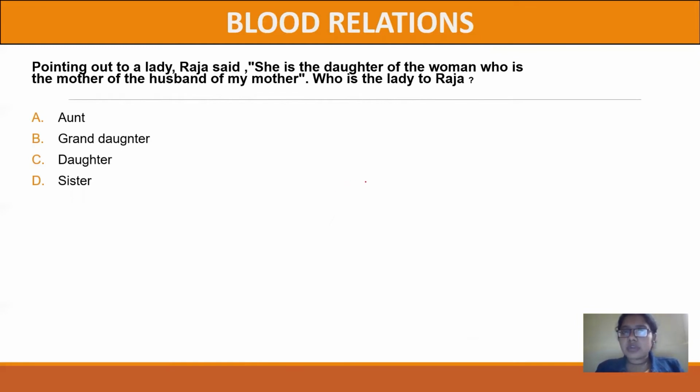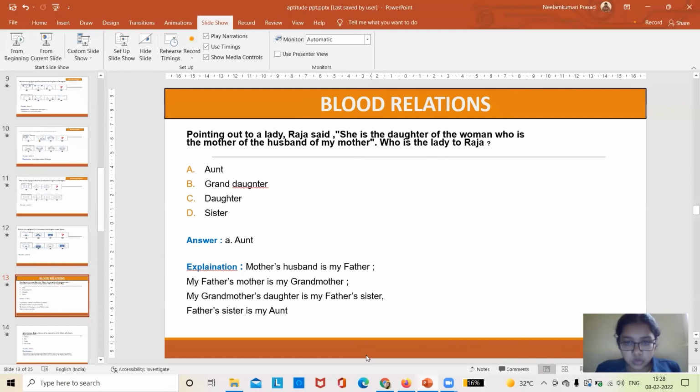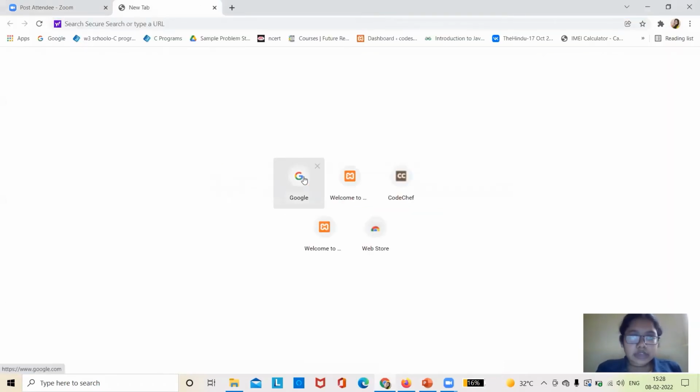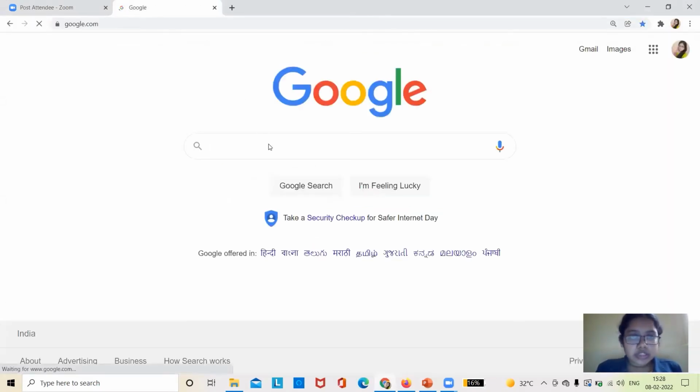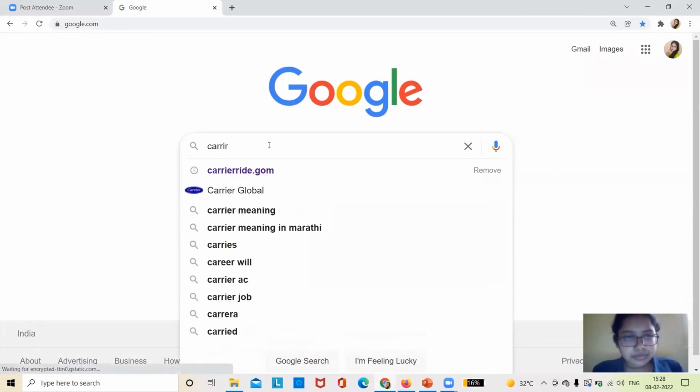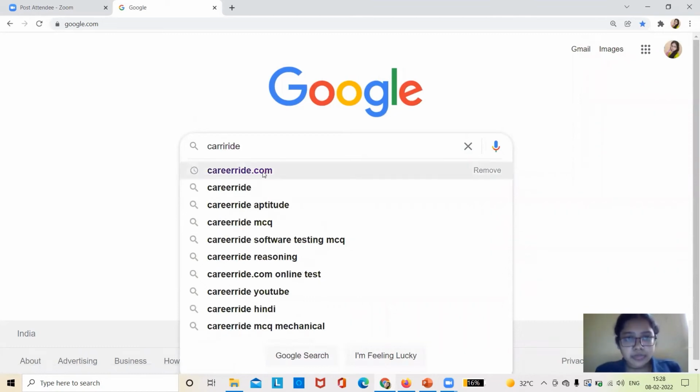So this is a kind of question where we need to identify the relation between two persons. But for this, guys, I will suggest you one thing. Let's go to Chrome. If you want to study this kind of logical reasoning questions, you can go to the website CareerRide.com.